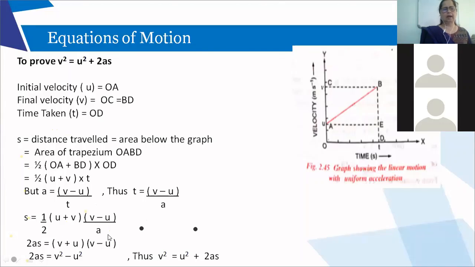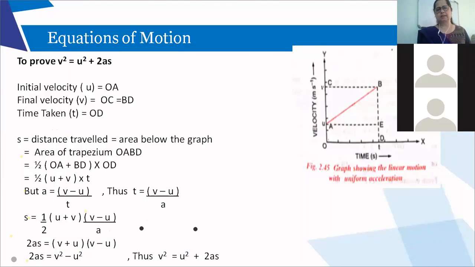Because as we want V square. Yes, very good, Toshit. So I write this as V minus U. So this becomes that algebraic equation, V plus U into V minus U, so this becomes V square minus U square. As per your algebraic equation, V plus U into V minus U is V square minus U square. So 2AS is equal to V square minus U square. Now just take that U square on the left hand side. So V square equal to U square plus 2AS.